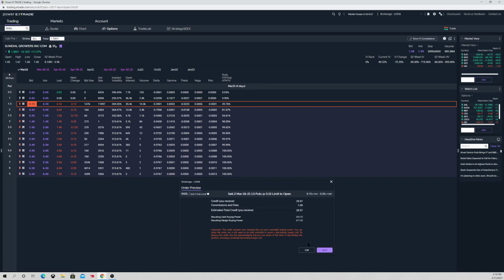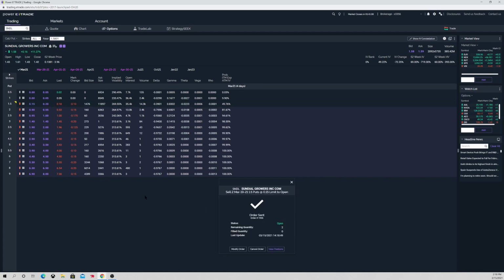After the fees, whatever, you get 28.97. So we'll send it and we'll see if we get filled. Sometimes we get filled above 15 cents. So let's go ahead and see. Okay, so yep, we actually got filled at 16 cents. So we actually made an additional $1 per contract than we originally thought, which is good. So obviously that generated more cash for us.